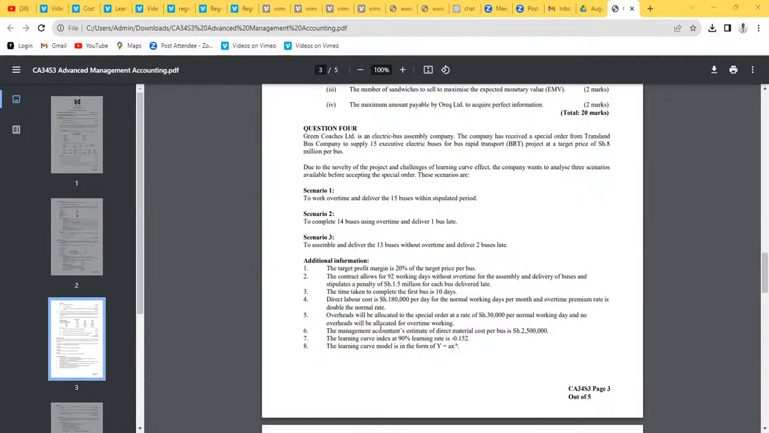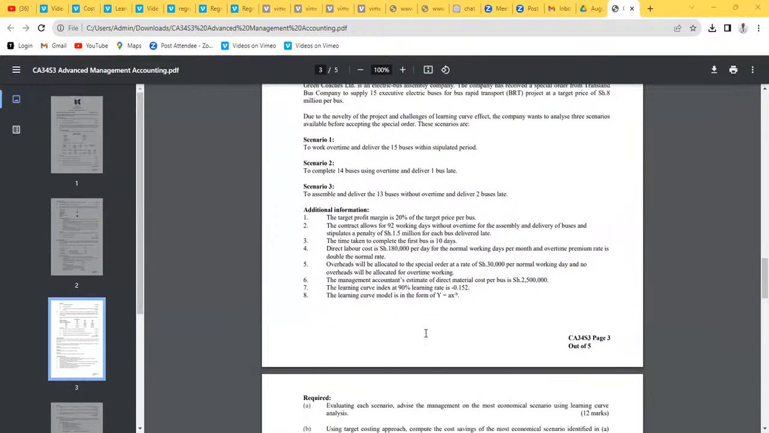The learning curve index is 90%. That is, learning rate is negative 0.152. I think that figure is now familiar. The learning curve model is in the form of y equals a x raised to power b. If it is raised to power b, then x should be the cumulative, and y should be the average.